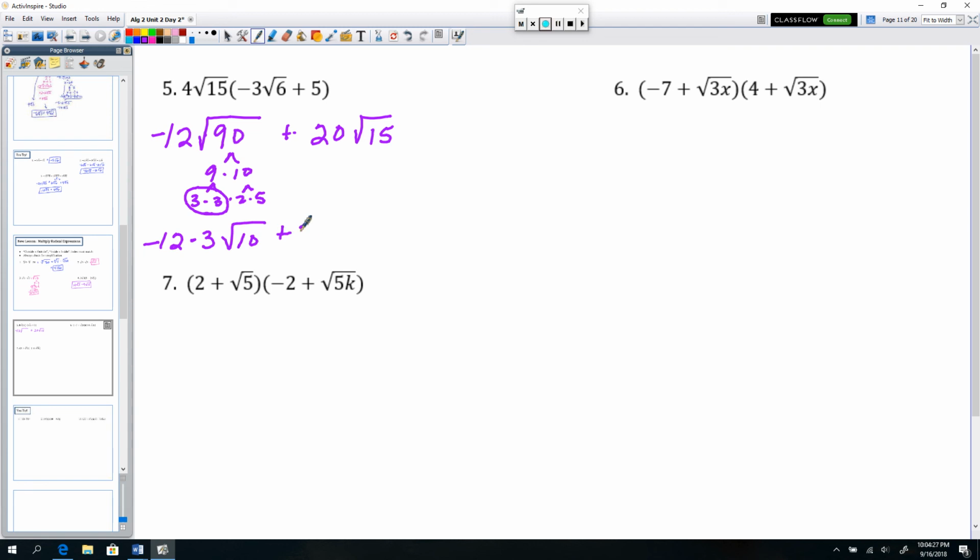plus what we had up top, 20 square roots of 15. Now, the indexes match, but the radicands do not, so these cannot be combined. So we actually have the final answer of negative 36 square roots of 10 plus 20 square roots of 15.